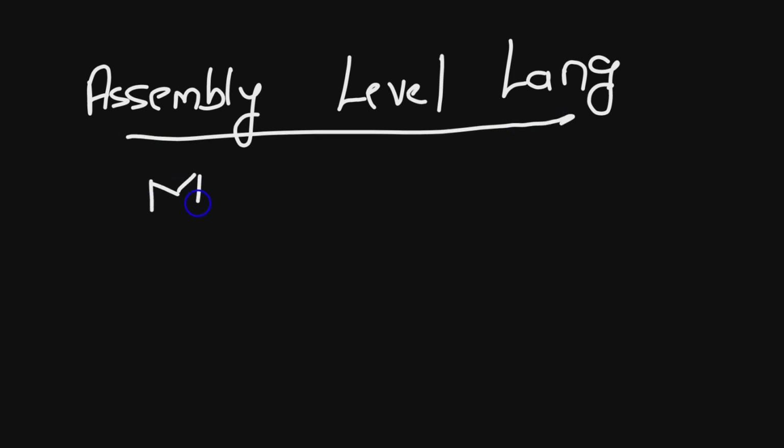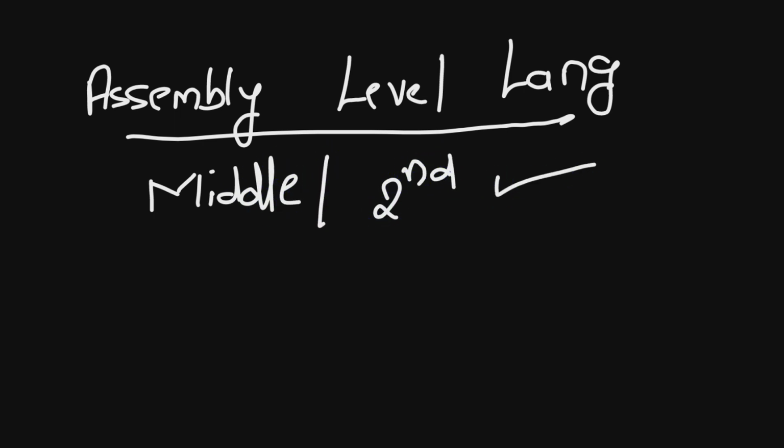Hello everyone. Today we are going to understand what do you mean by assembly level language. This assembly level language is also called as middle level language, or it is also called as second generation language. We have high level language, then we have assembly level language, and we have machine level language.